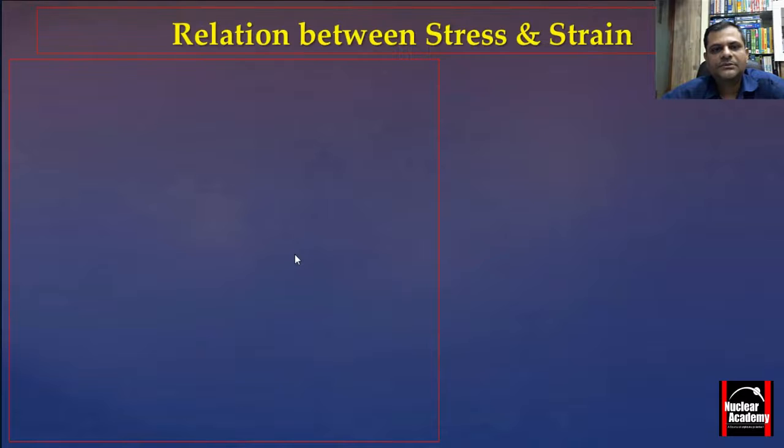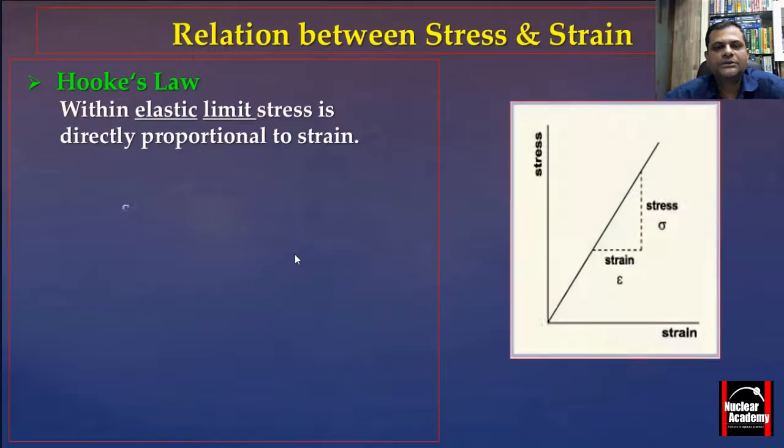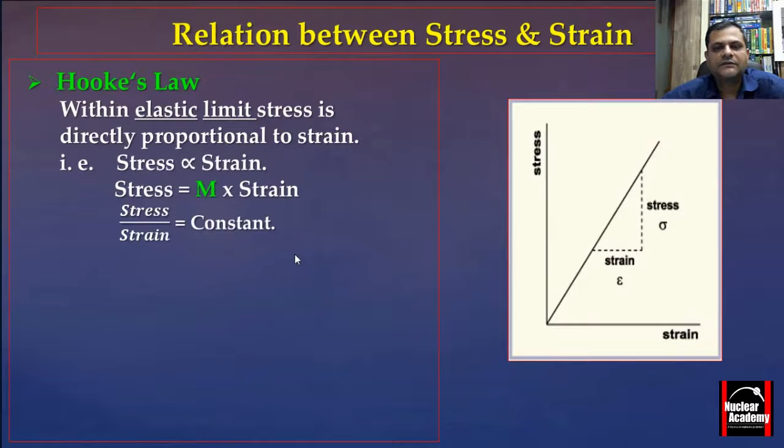Let us move to the next topic, the relationship between stress and strain, which is expressed by Hooke's law. It tells us that within the elastic limit, stress is directly proportional to strain. As we can see from this graph, if we draw the graph between stress and strain, it will be a straight line, showing that they are proportional to each other.